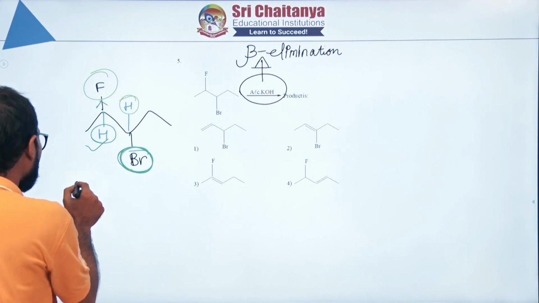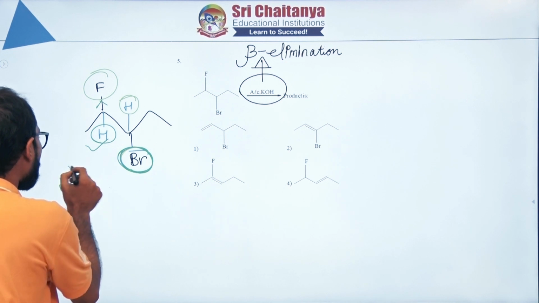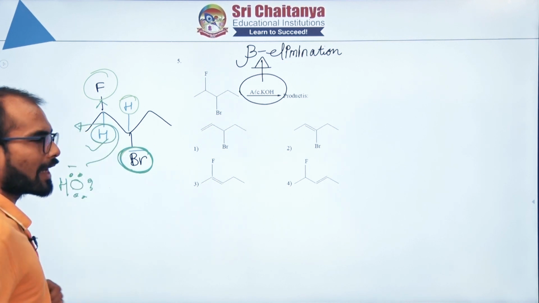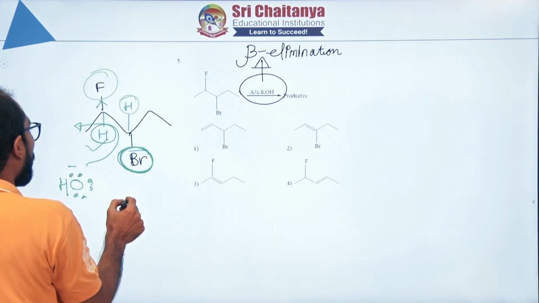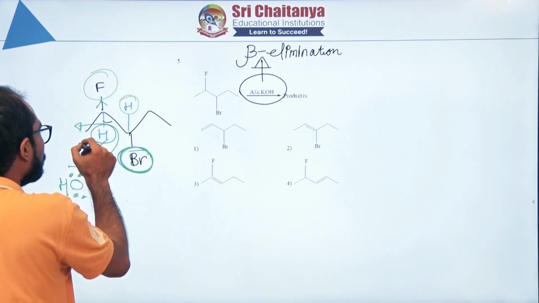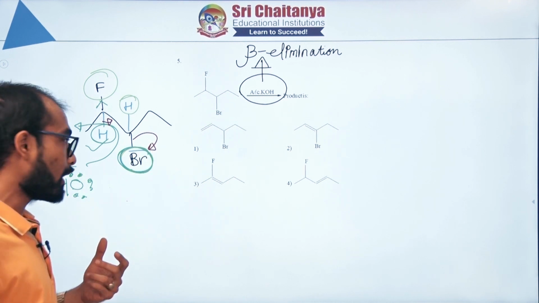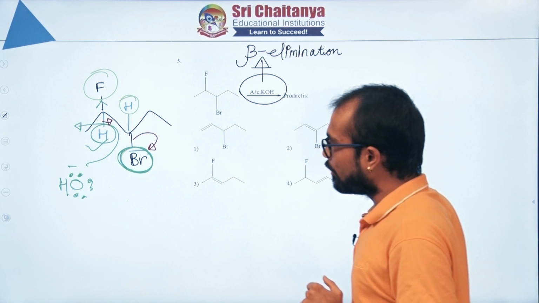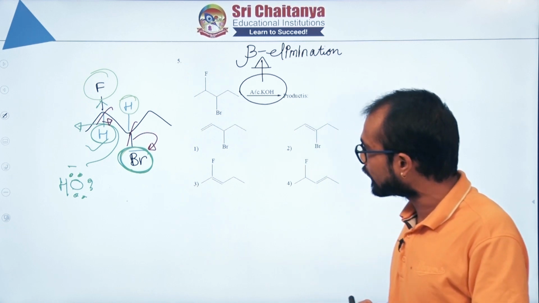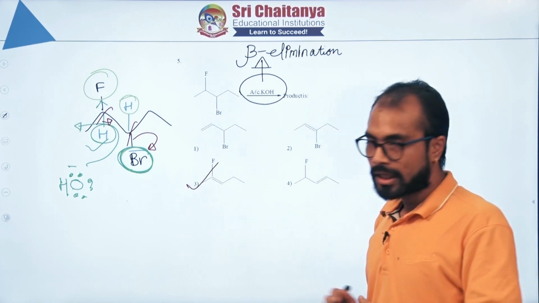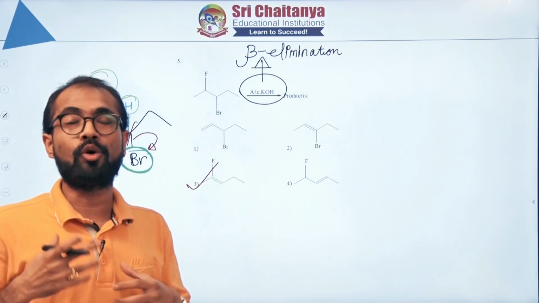So what is going to happen? The OH minus, which is the base, is going to abstract this hydrogen. Why? Because it is more acidic, right? And what is going to happen, people? Please pay your attention. This bond pair will collapse here, and as a result, this is going to be kicked out. And you are going to get an alkene, a pi bond in between these two carbons, with the fluorine intact. We have that here. So this is my answer. So here the key thing is who is a better leaving group and which H is more acidic, right?